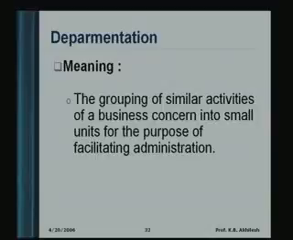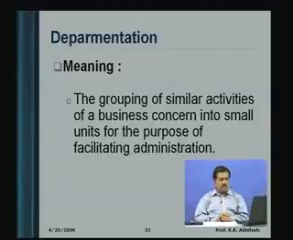So it is the grouping of similar activities of a business concern into small units for the purpose of facilitating administration. With the grouping and regrouping of activities under each function and functional specialization, you see a complex kind of organization coming in with several departments. Let's make things simpler. Look at manufacturing. What would manufacturing have? You would have materials. Then you have maintenance.